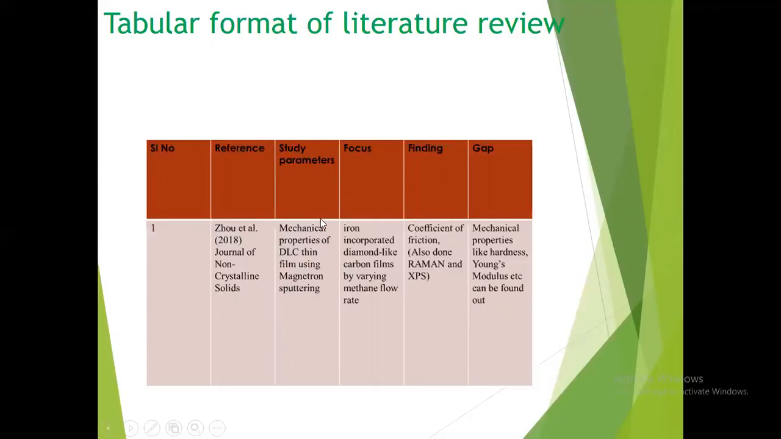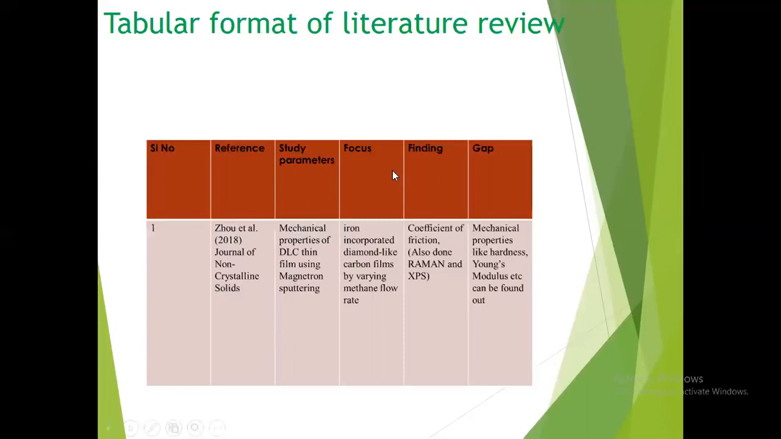It depends on the research. As it is experimental based research, I have written the study parameters on which the experiment is based. That's why I have written the parameters out here. But if it is a mathematical one, if it is a computational one, in that case, you have to write in your own way. The next is focus.